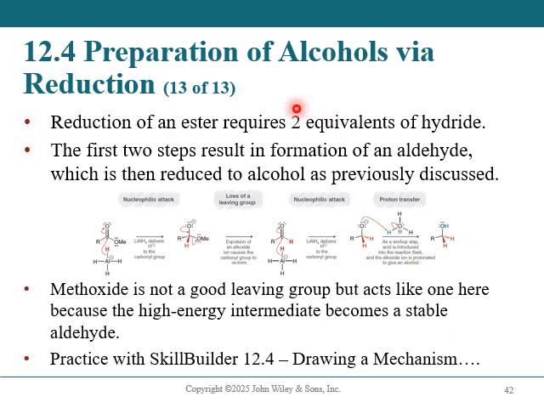Now for the reduction of an ester, you can see an ester right here. For instance, you have an oxygen here, this is going to be reduced. You actually need two equivalents of the hydride. The first two steps result in formation of an aldehyde, which is then reduced to the alcohol as we saw before. So you get this, you have your alkoxide, and then you form an aldehyde. So you get rid of this group right here. And then afterwards, with your second equivalent of lithium aluminum hydride, you form your alcohol. Methoxide is not a good leaving group, but acts like one here because the high energy intermediate becomes a stable aldehyde.